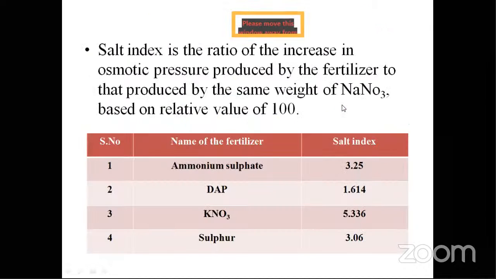And the salt index is also calculated for fertilizers. It is the ratio of osmotic pressure produced by a fertilizer to that produced by the same weight of sodium nitrate, based on a relative value of 100. Here we can see salt index values of different kinds of fertilizers. For ammonium sulfate, the salt index value is 3.25. For diammonium phosphate, that is DAP, it is 1.614. For potassium nitrate, it is 5.336. For sulfur, it is 3.06. This is also very important for exams, the salt index of different kinds of fertilizers.